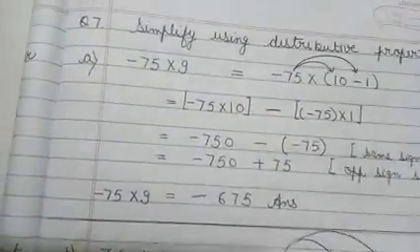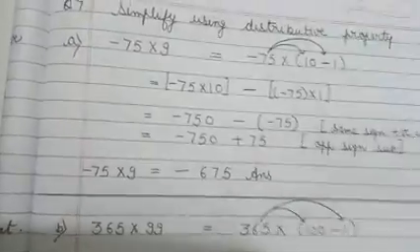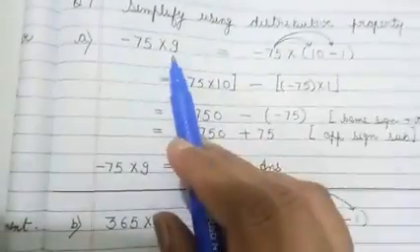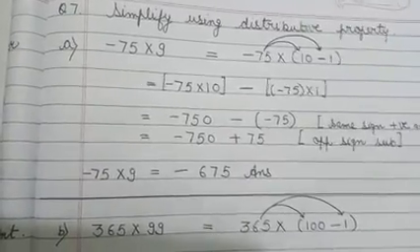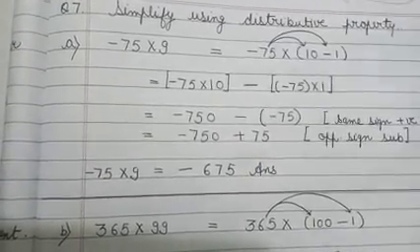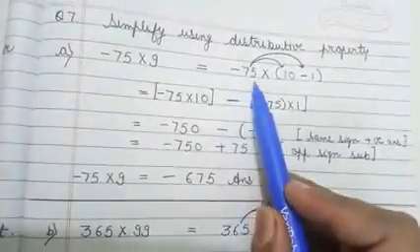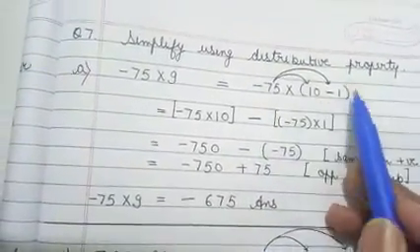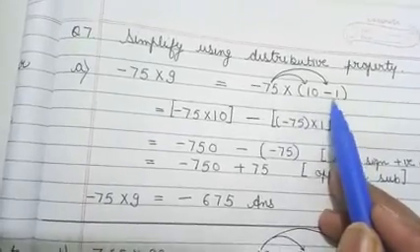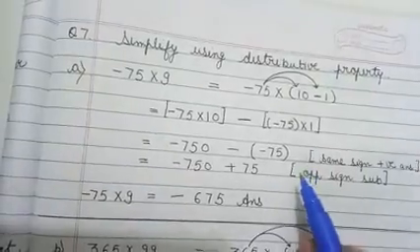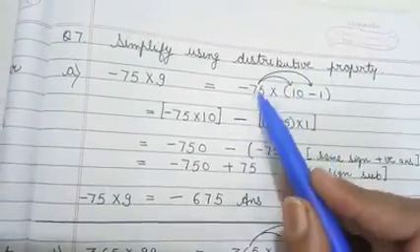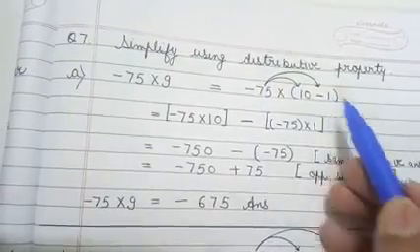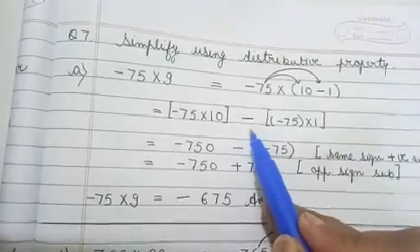So how we will do and what we will do, see class, in place of 9 what we will write? 10 minus 1. 9 is just before the 10, so we will write 10 minus 1. Now minus 75 multiplied by, and we will keep this in the bracket, 10 minus 1. Now as you know, in the distributive property, once we will multiply it by this and once we will multiply it by this, and the sign remains the same in the middle.